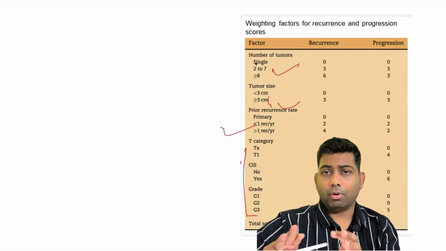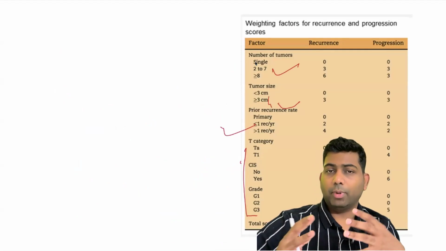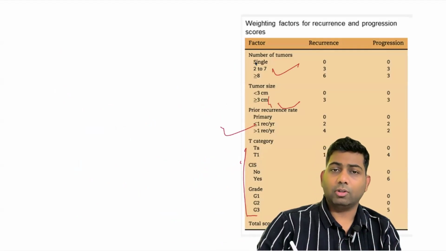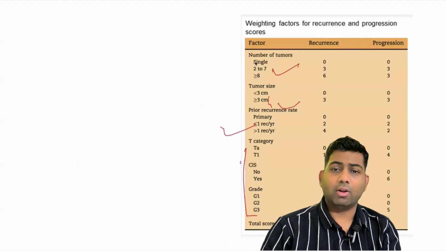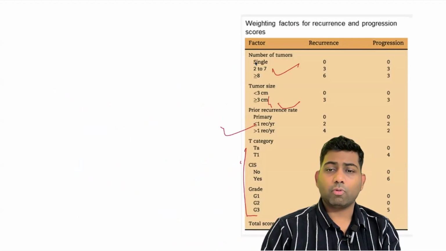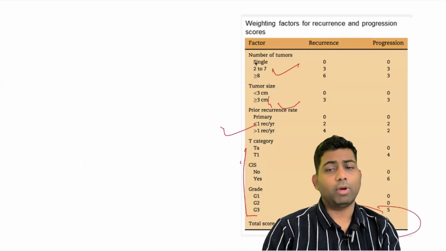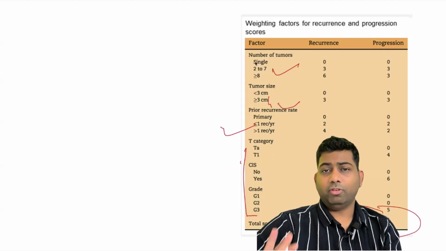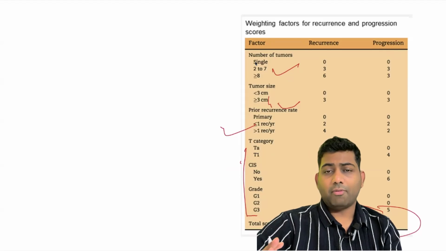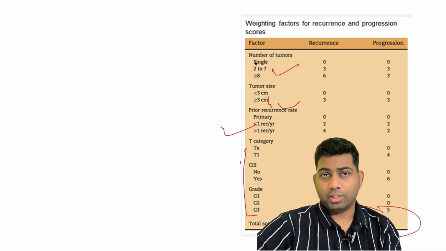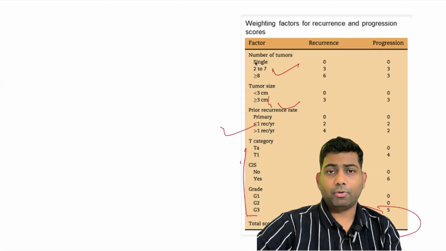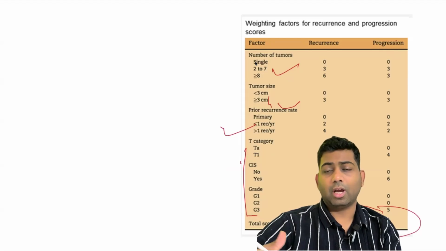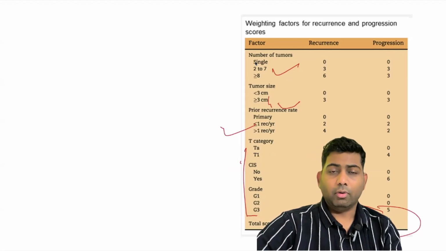Just make it in your notes, write it in a way that you know the sequence and know why the progression has a total value of 23 and the recurrence has a total value of 17. You know it very clearly. Once you get the score, and once you have an idea how many parameters in the question are related to progression and how many are related to recurrence, you have some idea.